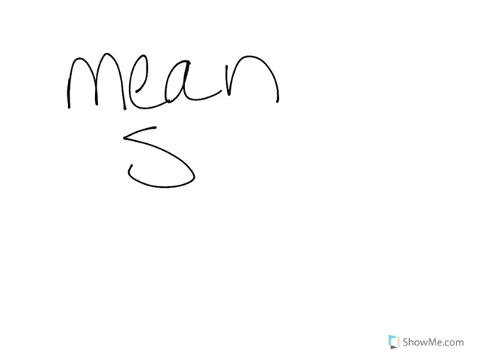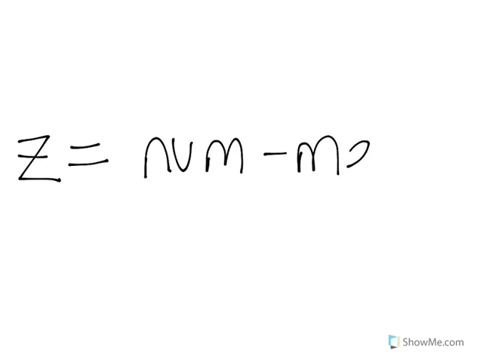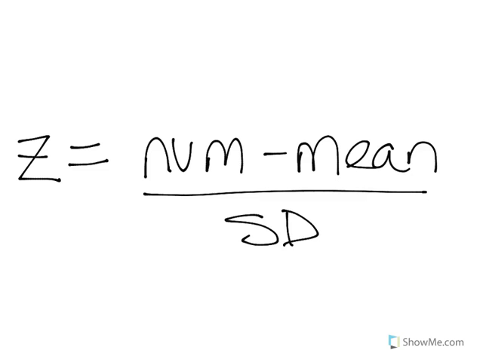If you know the mean and you know the standard deviation, there's a way that you can calculate it using a formula. The formula that you would use is the formula that you would use to calculate a z-score. There's a little bit of a difference though. The formula would be z equals the number minus the mean divided by the standard deviation.